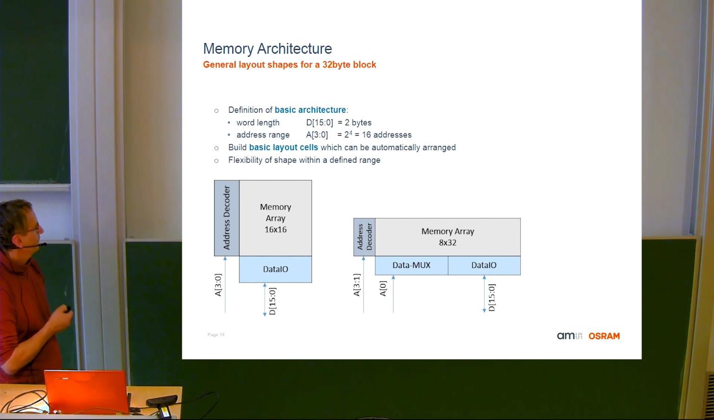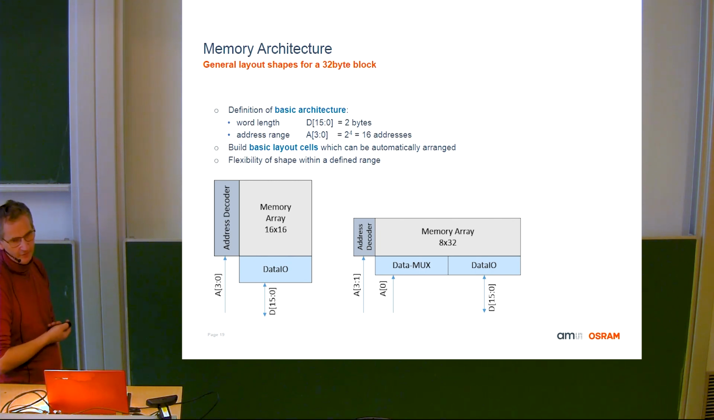And the same memory, what you have here, is the same memory like here, but a different configuration. So here you have 8 times 32. So you have also 4 bits in address, but 1 address bit is used here to multiplex between left and right. So you just need 3 address bits for the 8, and 1 to distinguish between data and data I/O. And then you build a 32-bit bus.